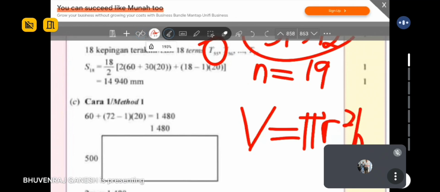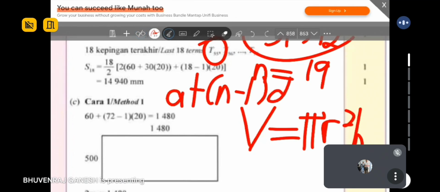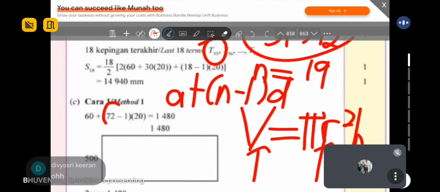But your length will be the same also. Okay, because you can find it using a plus n minus 1 d. Am I right, guys? Kamu nak cari yang paling besar. Okay, kamu nak dapat panjang yang paling besar supaya volume kamu juga paling besar. Can you understand, guys? When your radius is higher, your volume is also maximum. Am I right? So that's why they substitute n equal to 72.